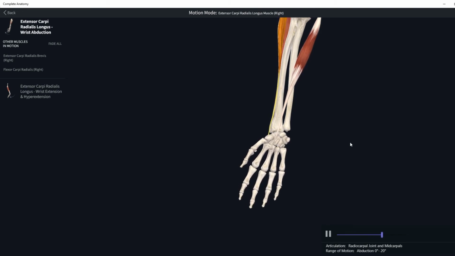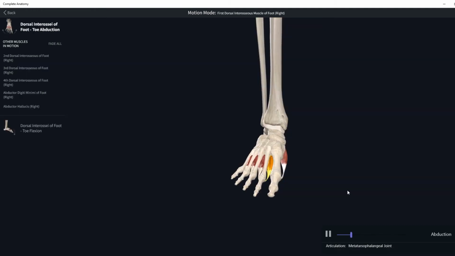Abduction, adduction. Abduction, adduction. Can you wiggle your toes? Well, then you can abduct and adduct your toes too. Sometimes students have trouble remembering these two movements and get them flipped.